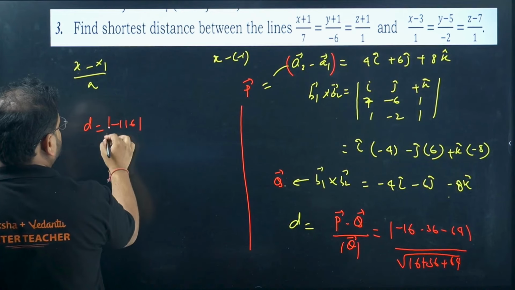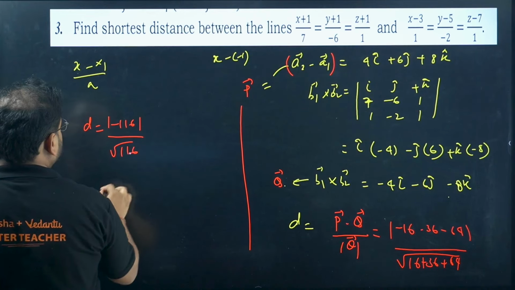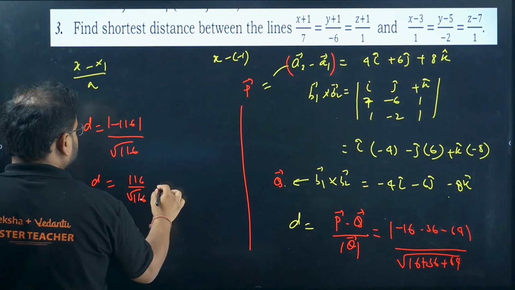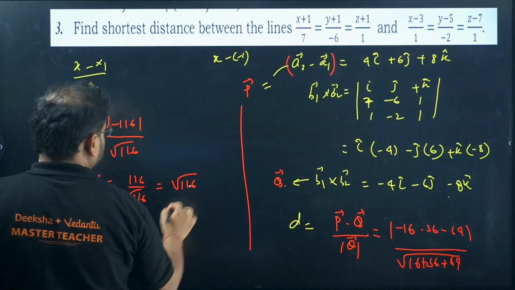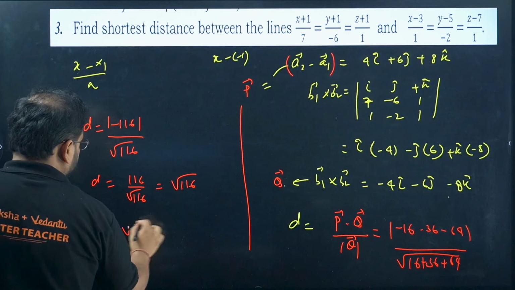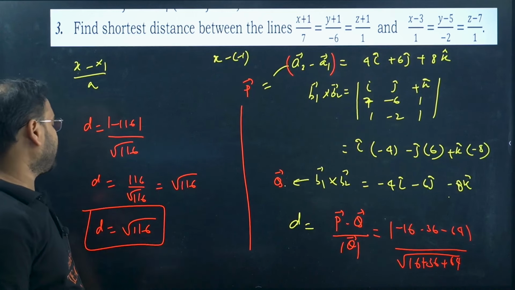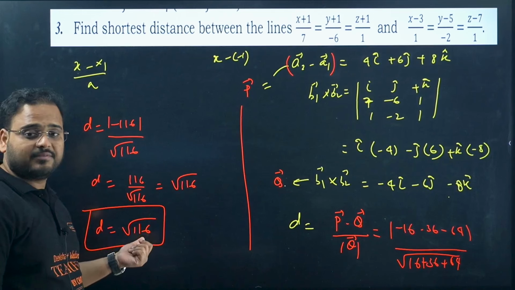116 over here and root of 116. D will be 116 by root of 116. So basically 116 in the root. So this is your answer. Of course, you can make a factor of this. You can try. We have 4. You can cancel with 4, right?